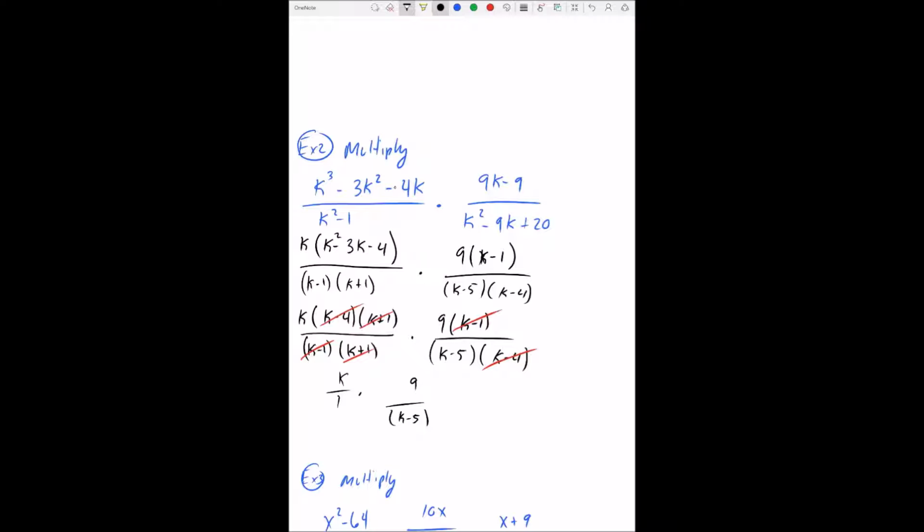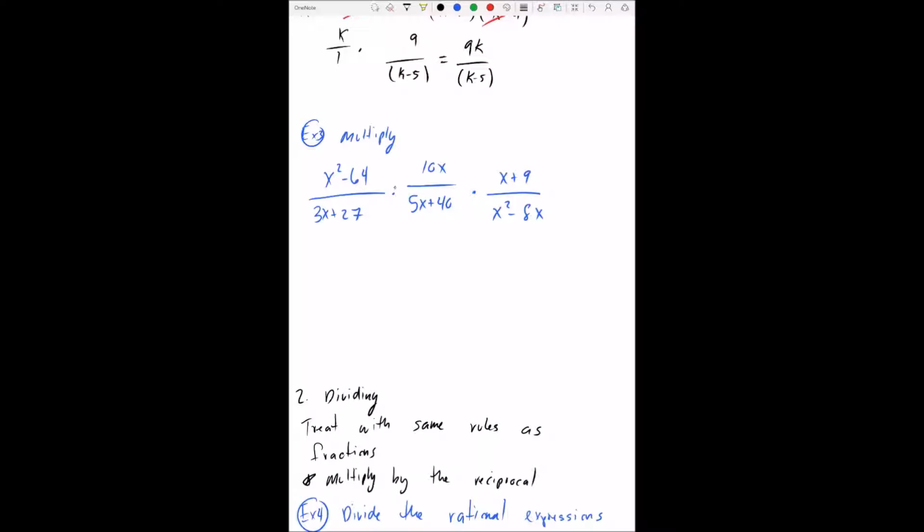And let's multiply straight across. So we have k times 9 is 9k, and 1 times k minus 5 is k minus 5. Keep things in parentheses so you know you can't cancel out those k's. Alright, let's move on to example 3.